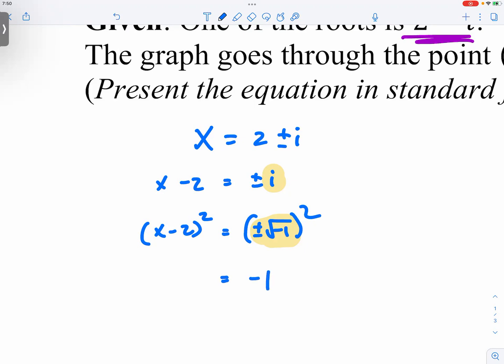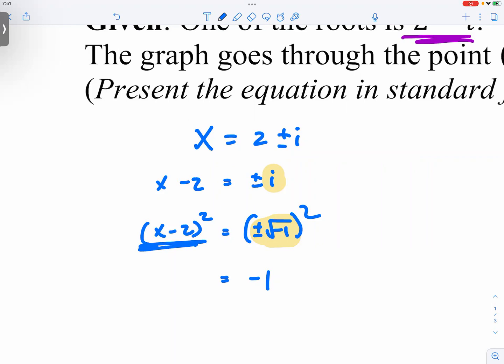That makes it easier because the square and the square root cancel each other out. So on the right-hand side, it is just -1, because plus or minus doesn't matter: after you square it, it's going to be positive. Square and square root cancel each other out. So that's how you get -1 on the right. Now, ask yourself, do you know what x minus 2 squared is?